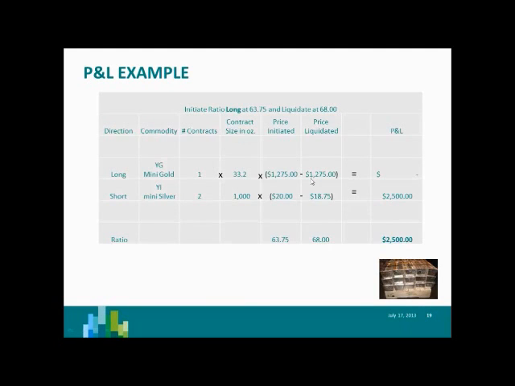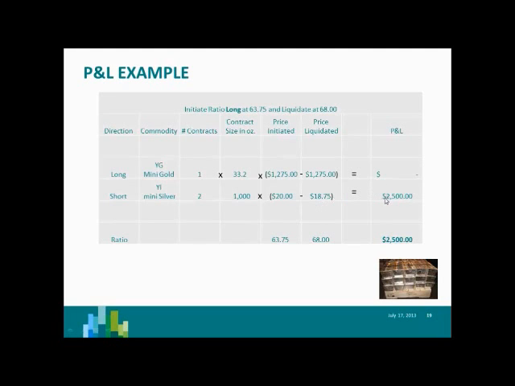For simplicity's sake, I said let's have the price of gold not move. So I initiated this position at $12.75 and I liquidated the position at $12.75. So I have no P&L related to my gold position. I went short mini silver in 2 contract sizes. As we remember, 1,000 ounces is the size of the mini silver contract. But silver prices, I initiated it at $20, actually went down quite a bit to $18.75.